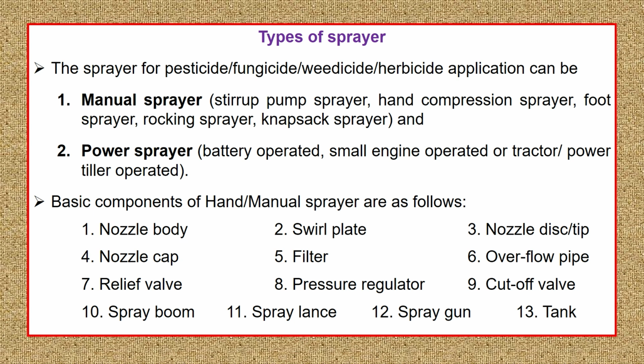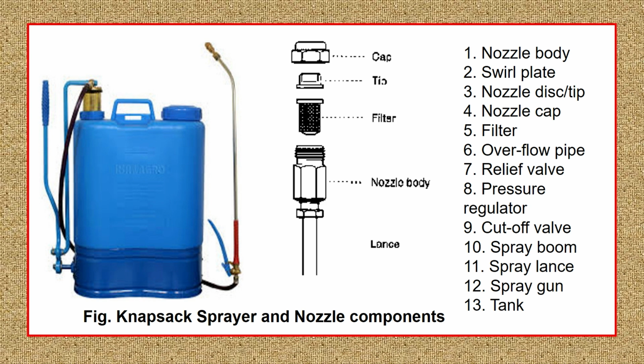So the basic components of a sprayer, particularly a manual sprayer or hand sprayer, are the nozzle body, swivel plate, nozzle disc, nozzle cap, filter, overflow line or pipe, relief valve, pressure regulator, cutoff valve, spray boom, spray lance, spray gun, and tank. So these are all some important major components of a handheld or manual sprayer. If we disassemble the manual sprayer, this is how the individual parts can be seen.